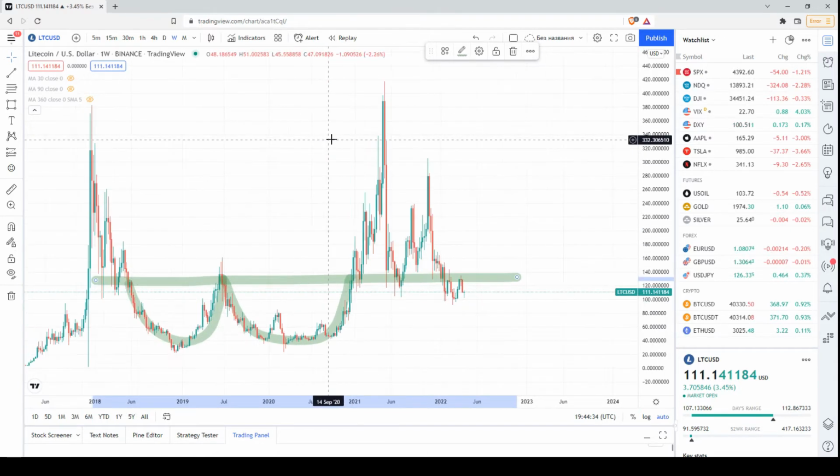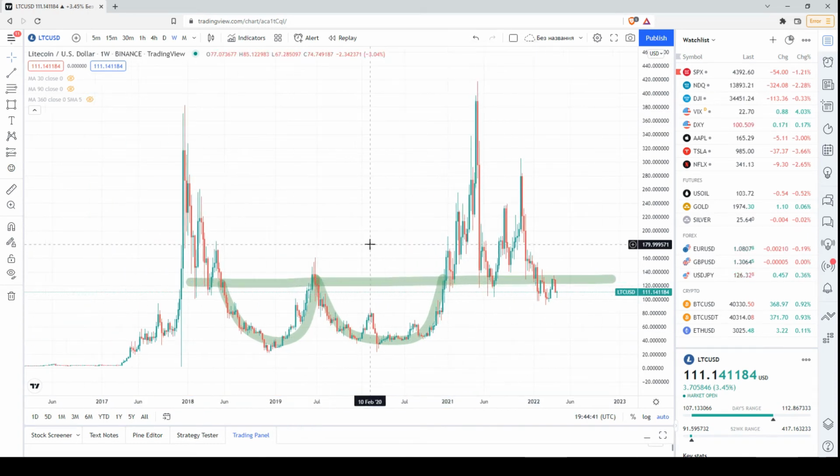The price skyrocketed, then a correction took place. It hit the neckline of this double bottom. I want to highlight that this double bottom, once again, is a common trend reversal formation or technical pattern. And it usually occurs at the end of a bear market. So actually that was the bear market in 2018, 2019, and 2020. And after that, the price increased.